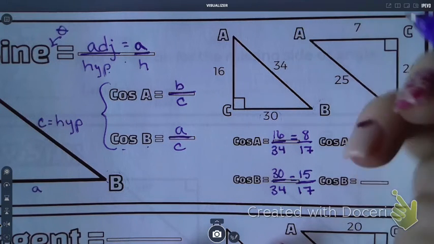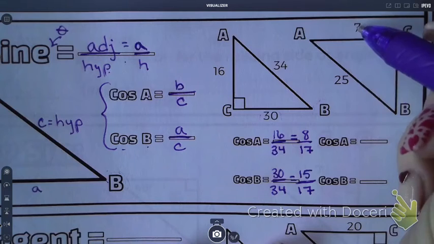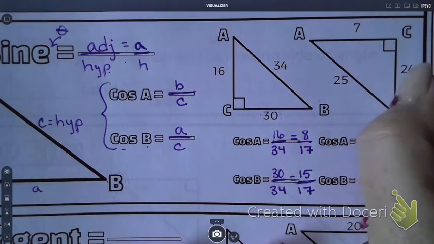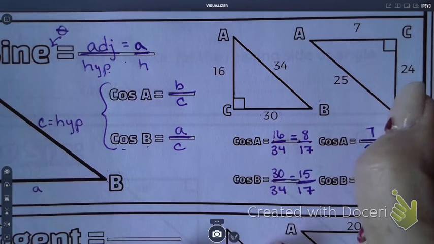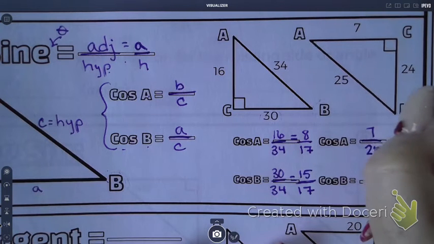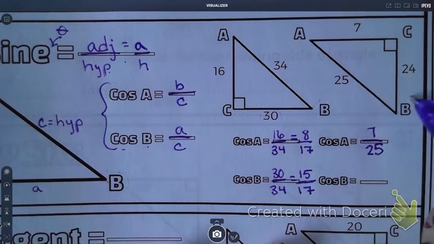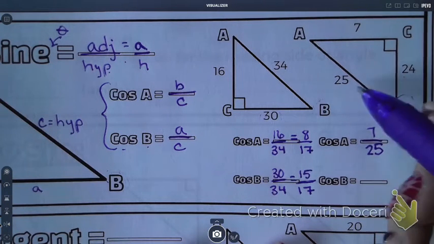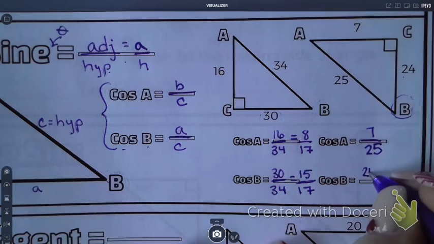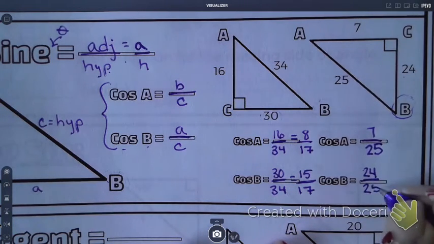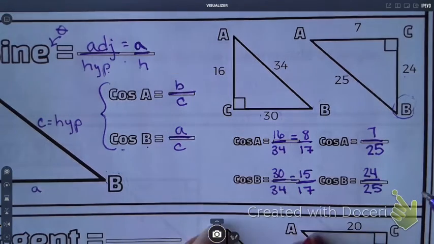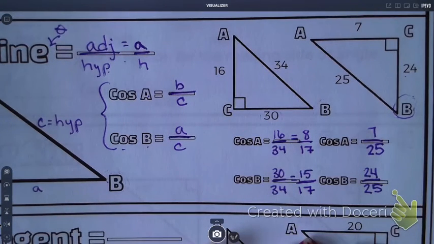You guys done already? Yeah, I am. Okay, cosine of A is 7 over 25. And then B, 24 over 25. So are these hard, guys? No. If I label, and if I don't know what adjacent and opposite are, this is going to be kind of hard.